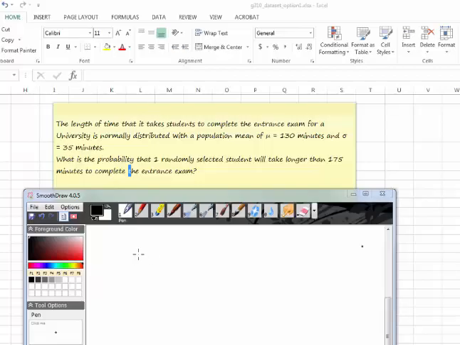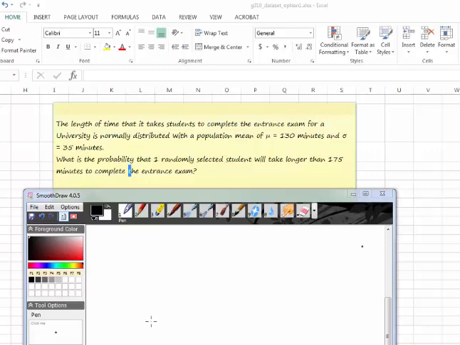The length of time that it takes students to complete the entrance exam for a university is normally distributed, with a population mean of m equals 130 minutes and a standard deviation of 35 minutes. What is the probability that one randomly selected student will take longer than 175 minutes to complete the entrance exam?